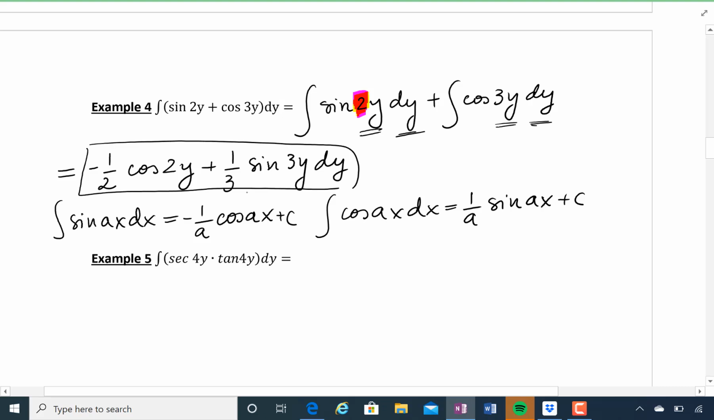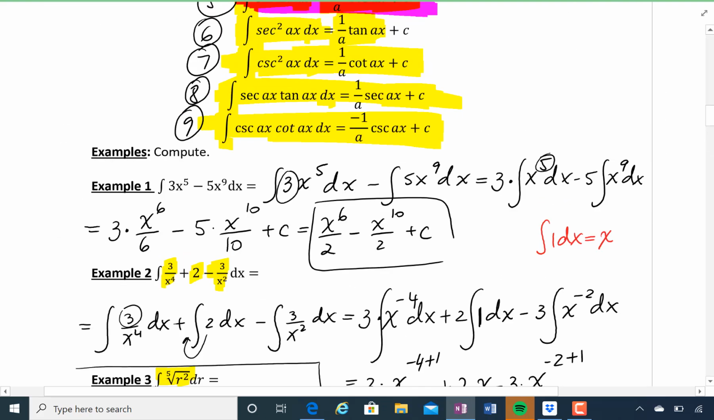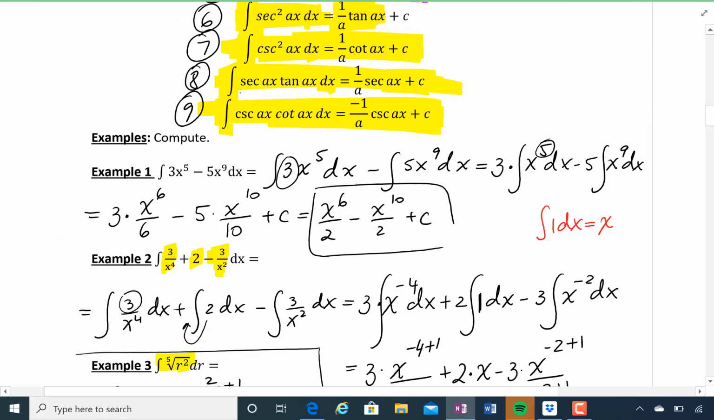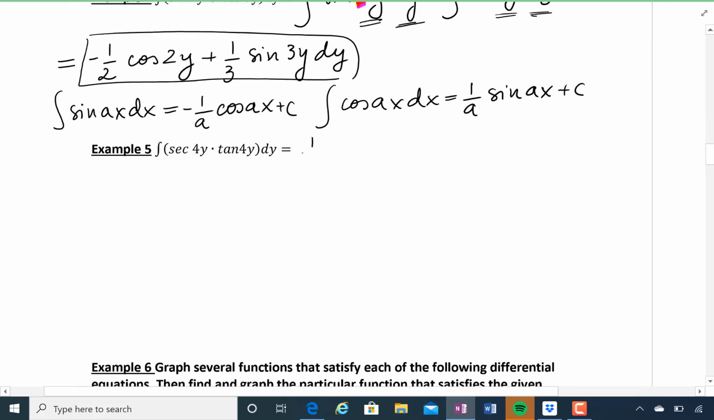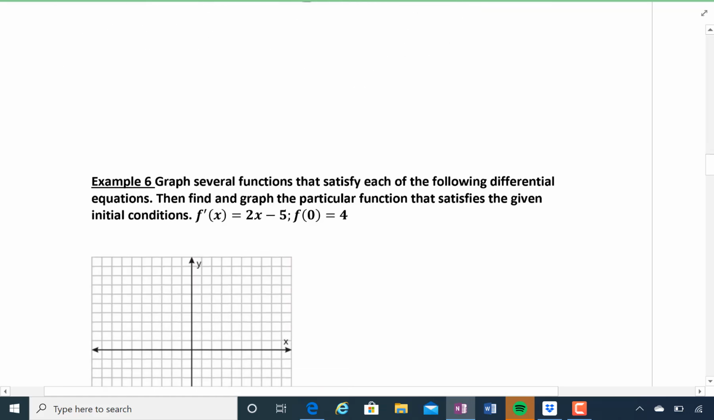For example 5, which formula works for example 5? Well, we had the secant and tangent, so it's 1 over a secant of ax. So we have 1 over 4 secant of 4y plus c. That's it. It was just the formula.